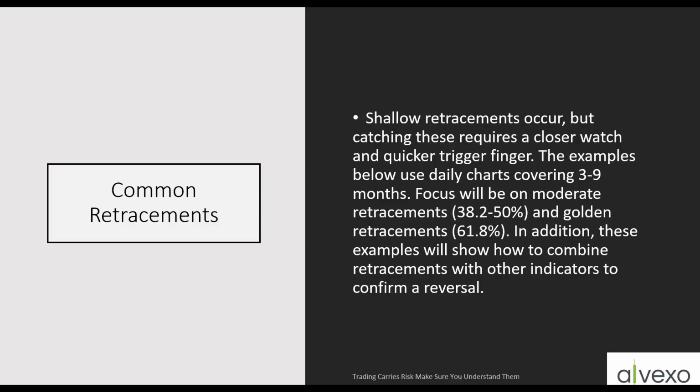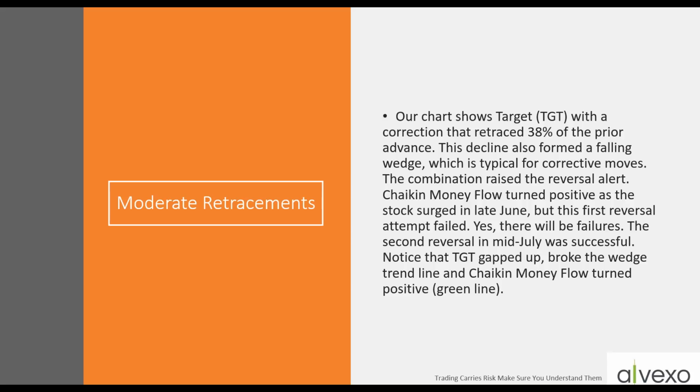Shallow retracements, which is the 23.6, occur, but catching these requires a closer watch and quicker trigger fingers. The examples below, which we'll go over in a second, use daily charts covering 3 to 9 months. Focus will be on the moderate retracement from 38.2 to 50% or the 61.8. In addition, these examples will show how to combine retracements with other indicators to confirm reversals. So our chart on Target.